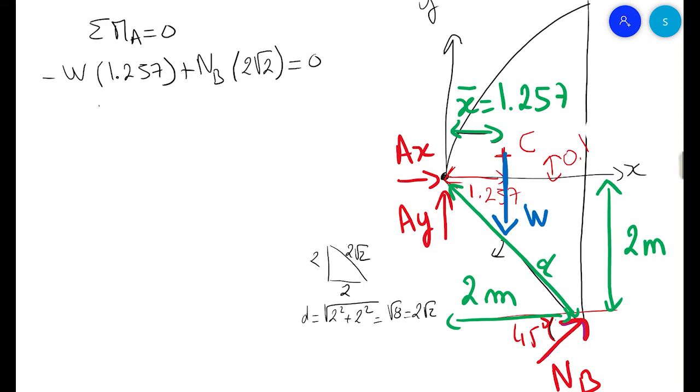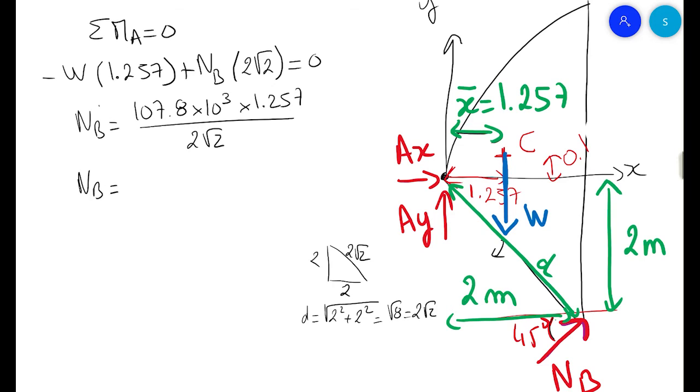So we find NB is equal to W, that was 107.8 times 10 to the 3, times 1.257, divided by 2 square roots of 2. And we find NB is 47.9 kilonewton. That's a lot, because the plate is very, very heavy.